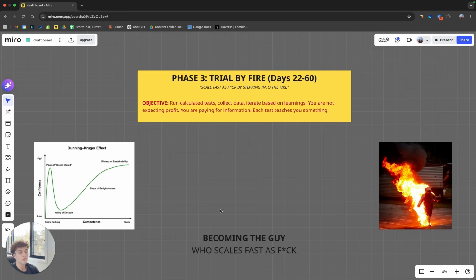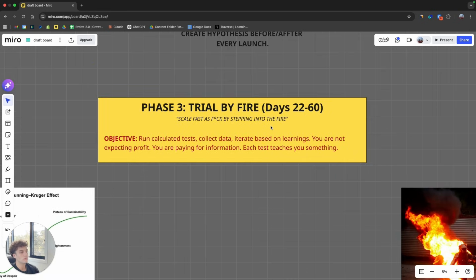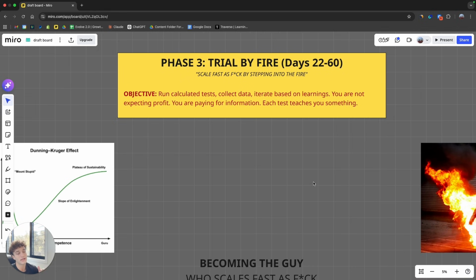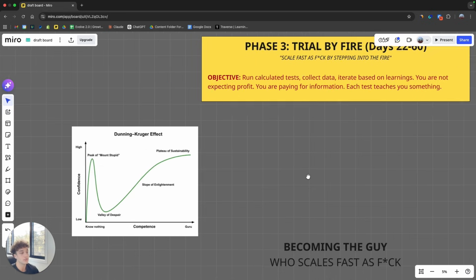Now that we recognize it's going to be quite possibly the hardest thing you ever do in your life, we can essentially map ourselves on this scale here, which I'll show you in a second. The objective here is to run calculated tests, collect data, and utilize your learnings from the previous launches to become a smarter and better marketer. We're not expecting profits during this specific time period. We are paying for information. Each test is going to teach you something, and we just need to fill that gap, because like I said before, the difference between you and the guy who's making 10K a day is literally just an information gap.